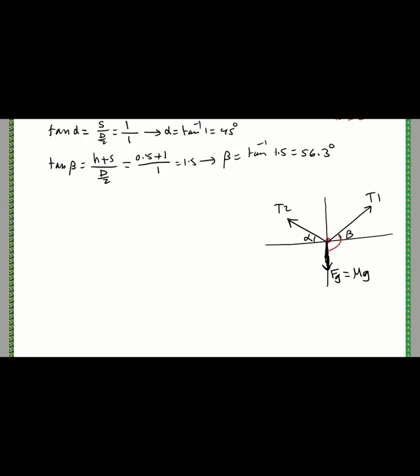What is the angle between T1 and Fg? It is beta plus 90, and beta is 56.3, plus 90, so it is 146.3. Now, what is the angle between T2 and the weight? This angle is alpha plus 90. Alpha is 45 plus 90, so it is 135.